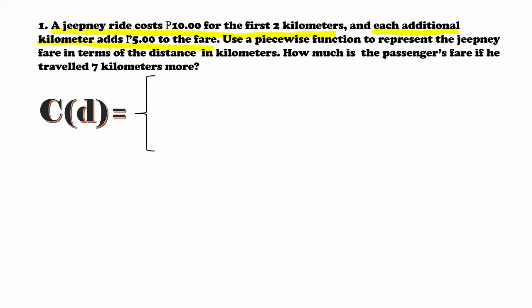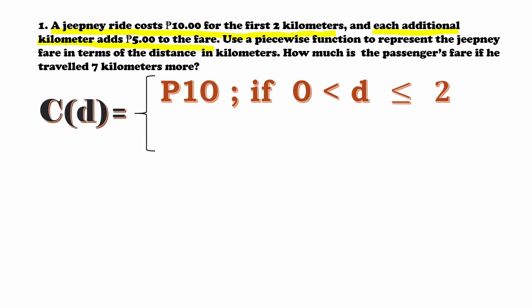Okay, so in the first piece, a passenger will pay 10 pesos if the distance traveled is greater than 0 but less than or equal to 2 kilometers. So that is one piece of the function in the problem.